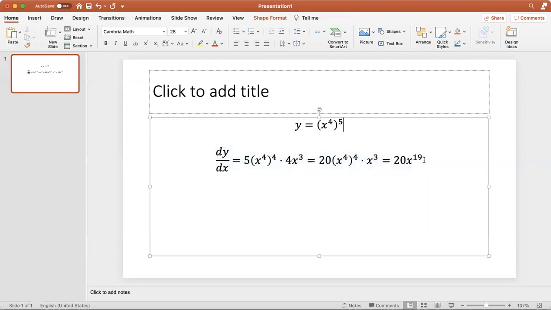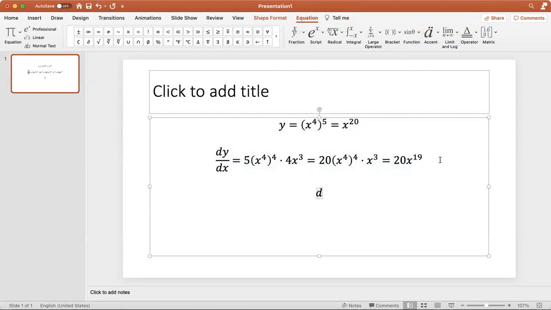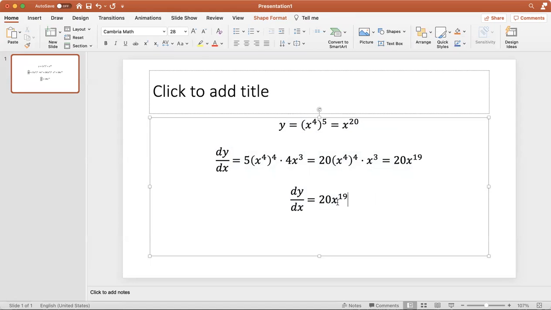Or simply put, if you want to do away with using the chain rule, you can just expand the expression and turn this to x raised to the 20th power. And of course, the derivative would still be the same by using the power rule. Using the power rule, the derivative dy over dx of y equals x raised to the 20th is just 20x raised to the 19th power, which is of course a rather straightforward way, and of course the answer should be the same.